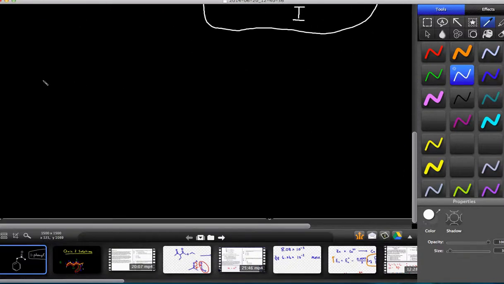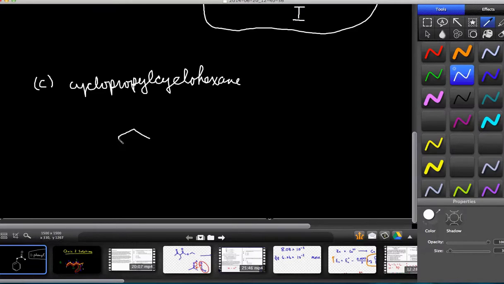All right, so 2 more. C, probably the easiest one on the quiz, cyclopropyl cyclohexane. Simply draw cyclohexane, a 6-membered ring, and on any carbon that you choose, have the cyclopropyl group. Which leads us to the last question on the quiz, D.